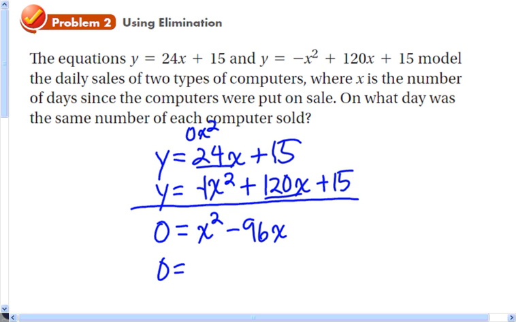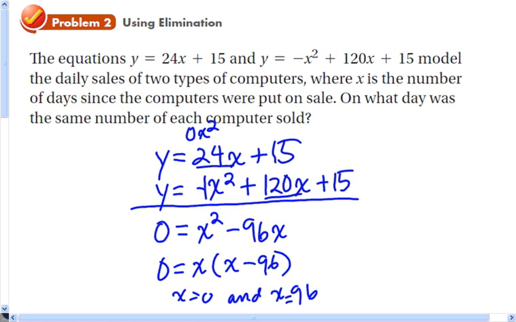And I think the approach to solve that quadratic equation is to factor it. If I factor it, I get x times quantity x minus 96. And so x equals 0 and x equals 96 are our solutions. So the day where the number of computers sold will be the same is day 96.